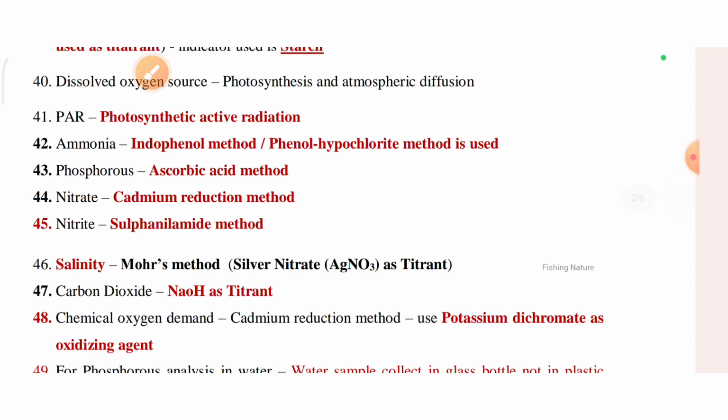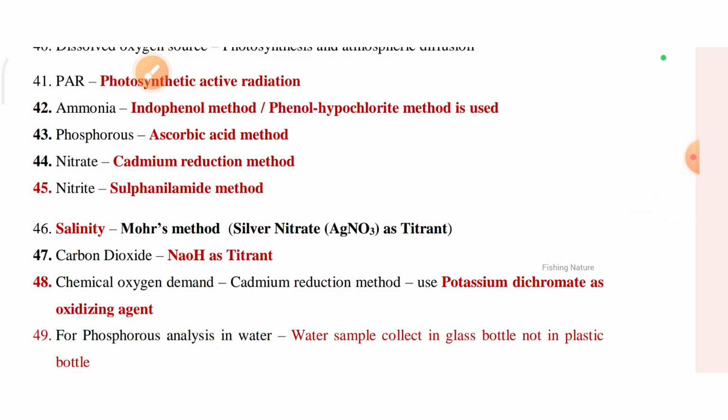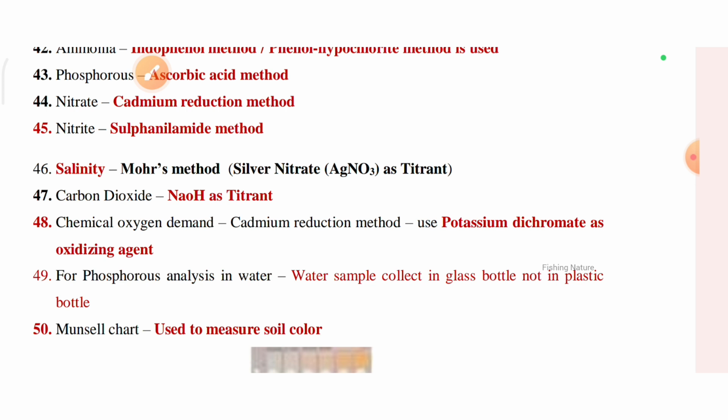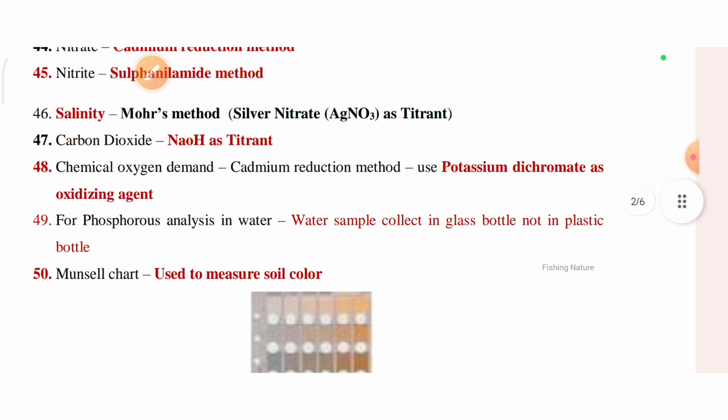For ammonia, the phenol hypochlorite method is used. For measuring phosphorus we mostly use the ascorbic acid method, for nitrate the cadmium reduction method, for estimating nitrite the sulfanilamide method, for salinity the Mohr method, and for carbon dioxide we use NaOH as a titrant. For chemical oxygen demand, potassium dichromate is used as the oxidizing agent.